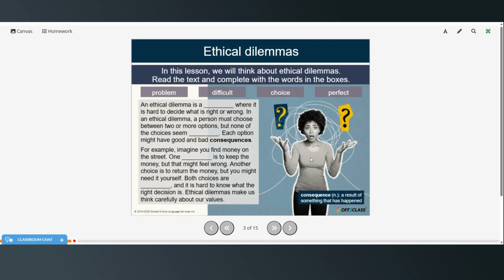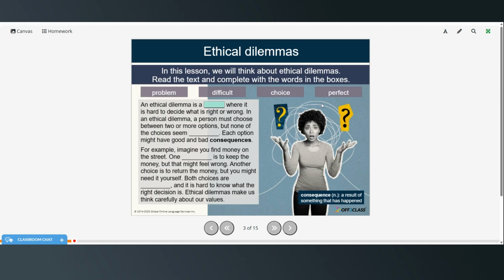So in this lesson, we will think about ethical dilemmas. So read this text and complete with the words in the boxes. And before you do that, there's one vocabulary word, consequence, which is a noun, means a result of something that has happened.